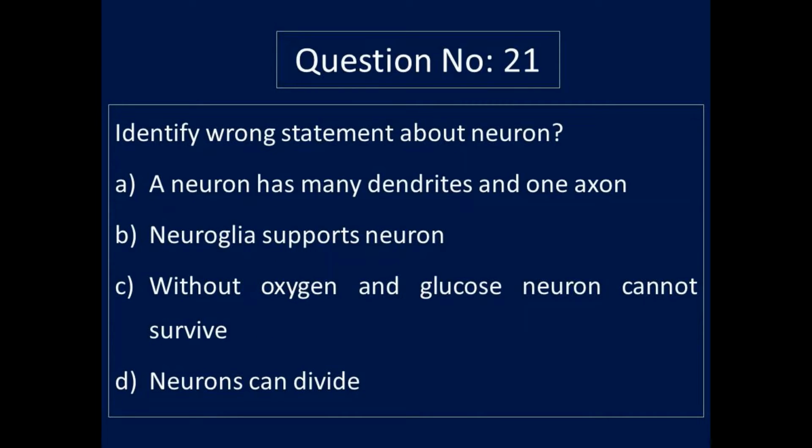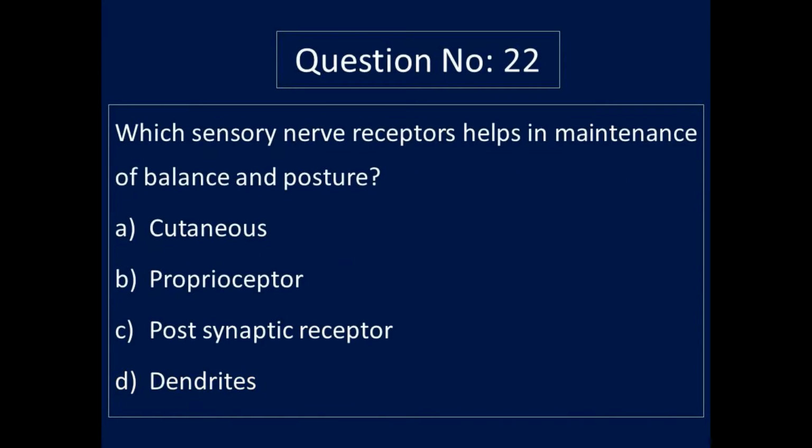Question number 21. Identify wrong statement about neuron. Option A neuron has many dendrites and one axon. B. Neuroglia supports neuron. C. Without oxygen and glucose, neuron cannot survive. And option D. Neurons can divide. Right answer to this question is option D. Neurons can divide. It is a wrong statement about the neuron. All other three options above mentioned are right statements about neurons.